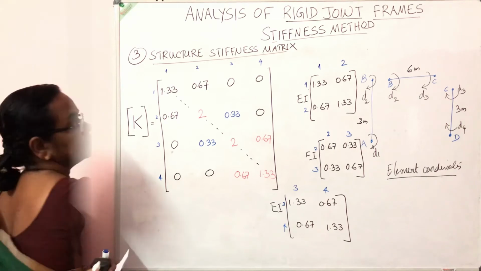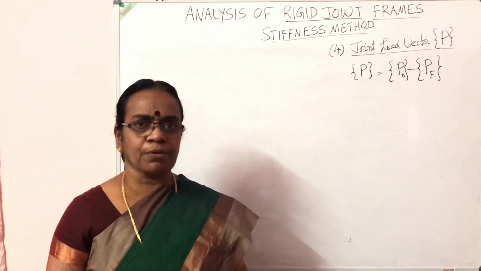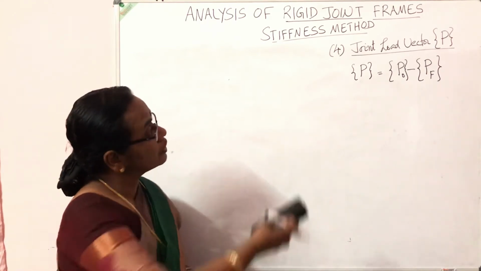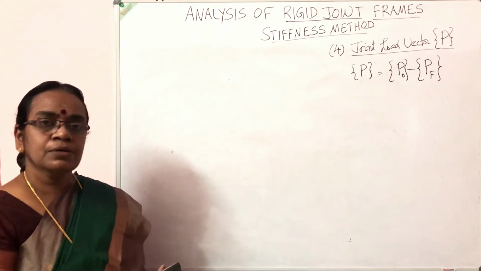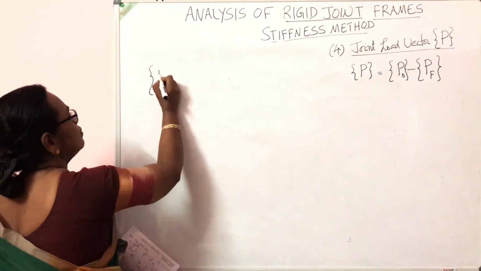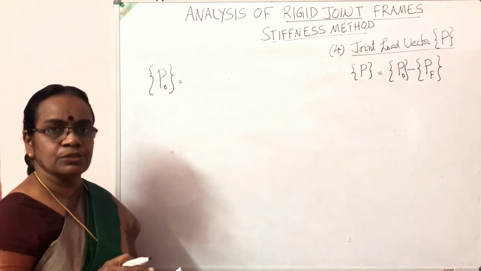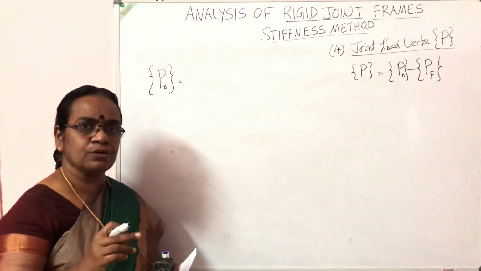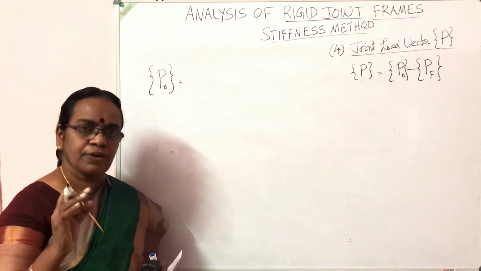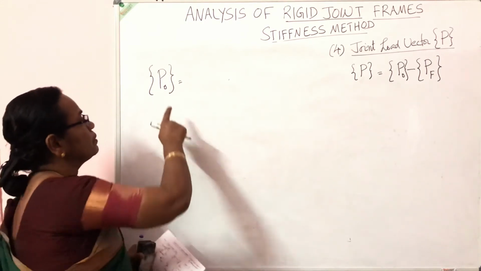Now, next step. We have got the structure stiffness matrix, a 4 by 4 matrix. The next step is the equivalent joint load vector. Equivalent joint load vector P is equal to P0 minus Pf. Of that, what is P0? P0 is the externally applied loads. If there are any externally applied loads at the nodes, that is nodes A, B, C, D, if there are any externally applied point loads or moments, they should come in this P0 vector.